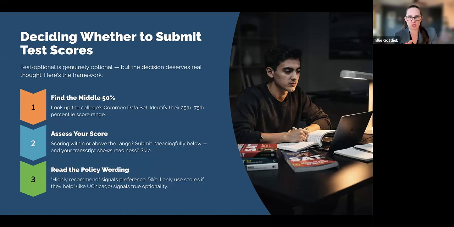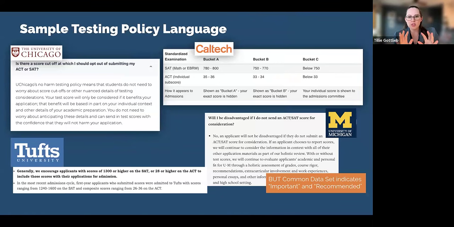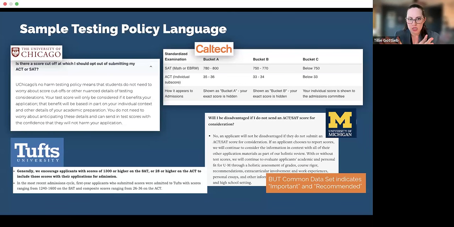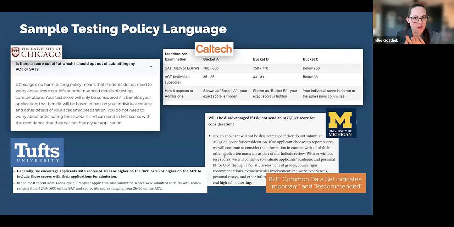But let's look at some language now to help you get even more nuanced with your research. So these are 4 examples of highly selective colleges. Very different approaches, but I want to show you, and all these are very easy to find. They're in FAQs, they're on the financial aid websites. This is not hard to find.